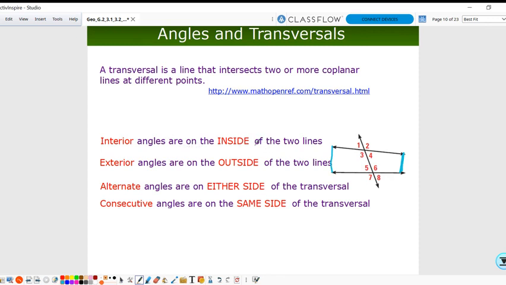Interior angles are inside of the two lines, exterior outside the two lines. We also have alternating. Alternate angles are on either side of the transversal. So 3 is alternate to 4, 5 is alternate to 6. And we have consecutive angles. They're on the same side. 3 and 5 are consecutive. 4 and 6 are consecutive.